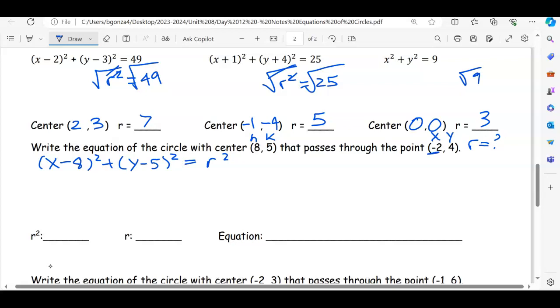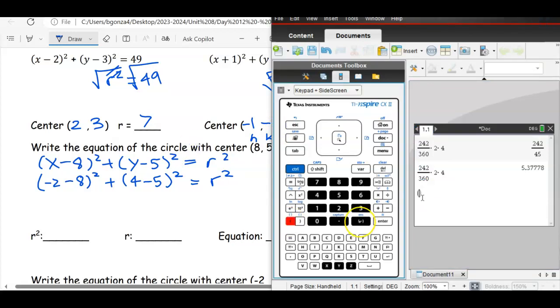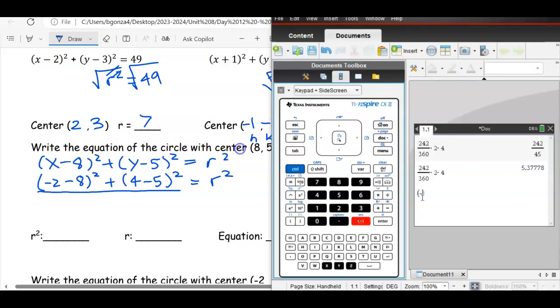We're going to use this number and this number and plug it into x and y. So that negative 2 is actually going to go right here. Negative 2 minus 8 squared plus y is 4, so 4 minus 5 squared. Whatever we get there, that's going to be r squared. So off to the right here, I'm going to plug in this entire left side of the equation. Negative 2 minus 8 squared plus 4 minus 5 squared gives me 101.